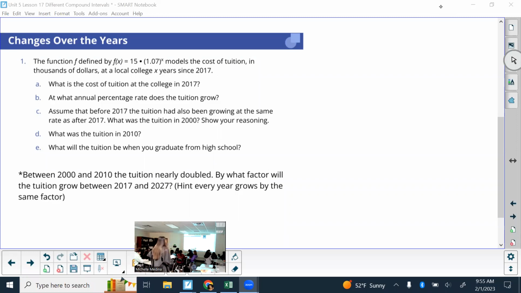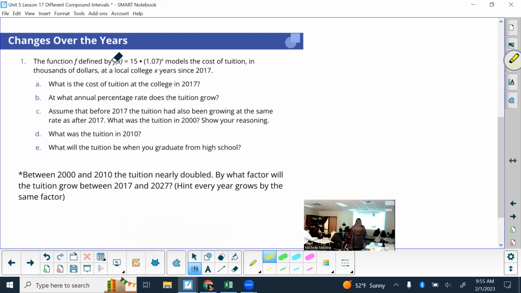All right, so find this on the back of your notes. It says the function f defined by this equation. Highlight it. It is f of x equals 15 times 1.07 to the x. It models the cost of tuition in thousands of dollars at a local college x years since 2017. So looking at what I highlighted, is this linear or exponential? Exponential. It looks more like y equals a times b to the x than y equals mx plus b. Wouldn't you agree? Yeah.